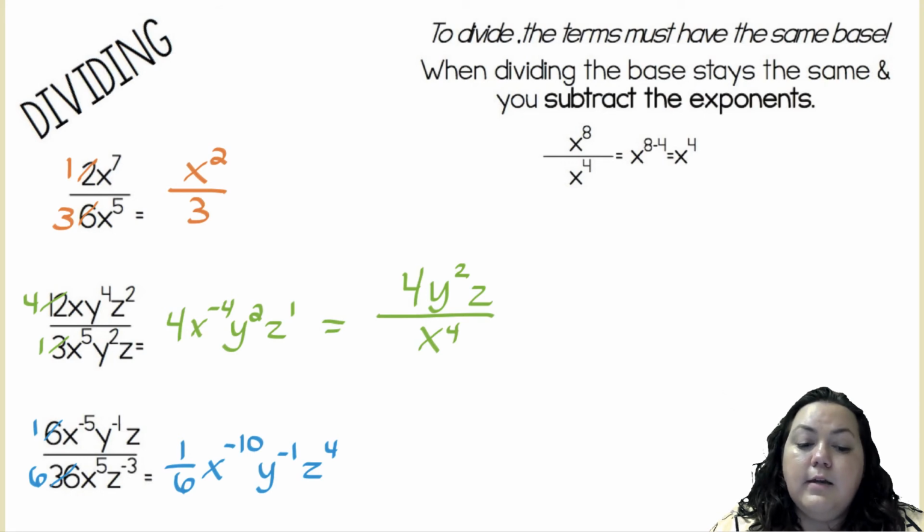Now I'm going to deal with these negative exponents. So I have 1 in my numerator, 6 in my denominator. X to the negative 10 is just going to become x to the 10th, but in the denominator. Y to the negative 1 is going to become y in the denominator. And z to the fourth, as a positive exponent, is going to go in the numerator.